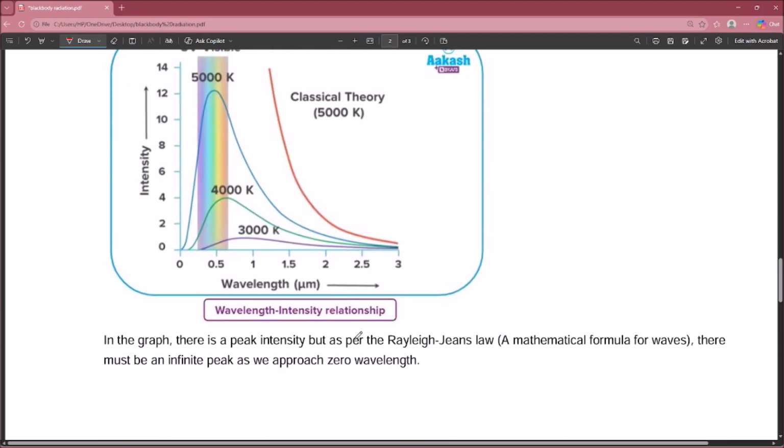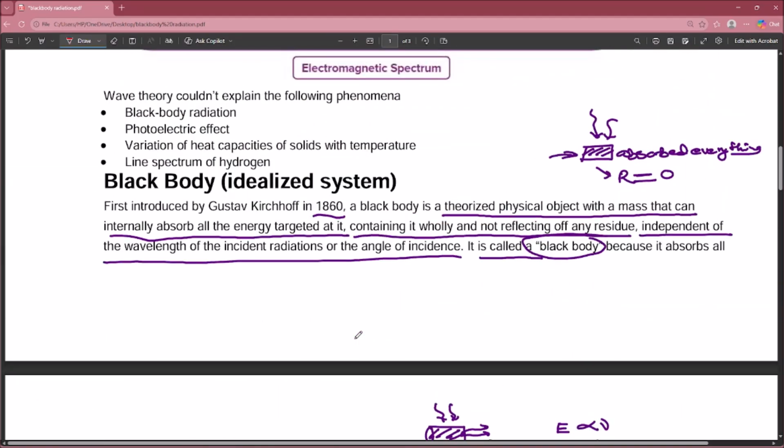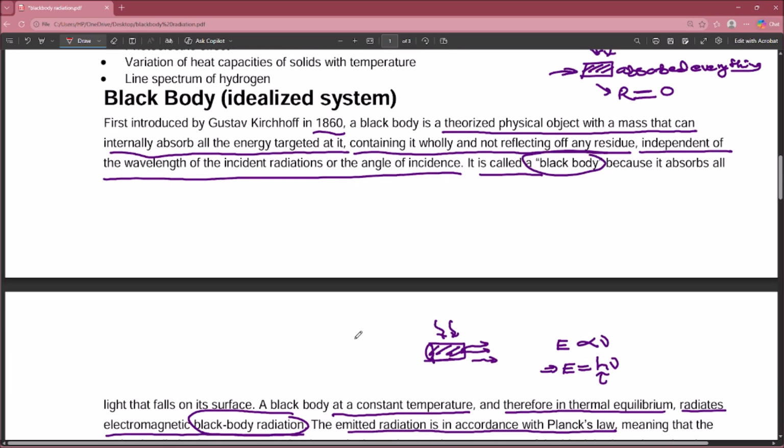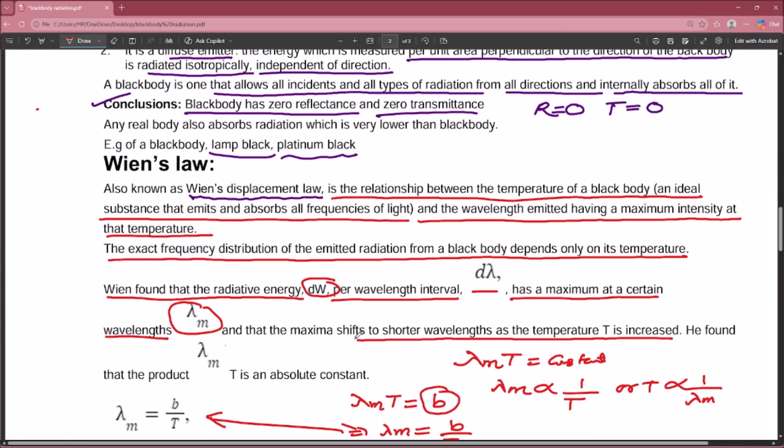These are some derivations for black body radiation, in which we have seen the spectrum of the body and the relationship of the energy with the frequency and the wavelength.